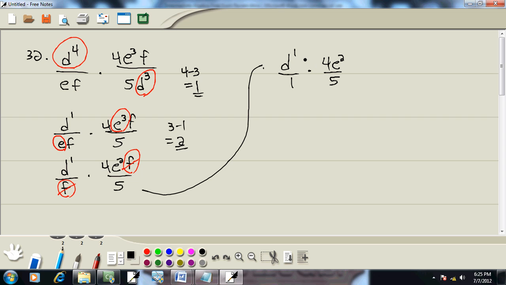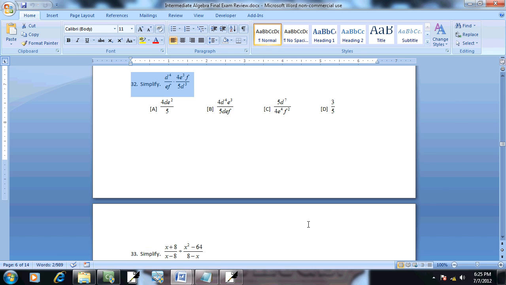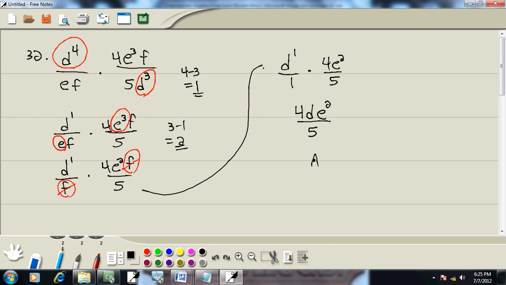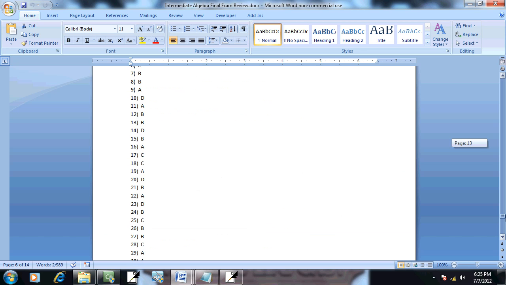Okay, so there's nothing else I can cancel. d to the first is the same as d, so I'm going to drop that first power. So I take d times 4e squared, and since they're different variables, it's very easy. You just put them next to each other in alphabetical order. So that'd be 4de squared, and 1 times 5 gives us 5. So let's see which one that matches. 4de squared over 5 looks like A. So 32A, and that checks.